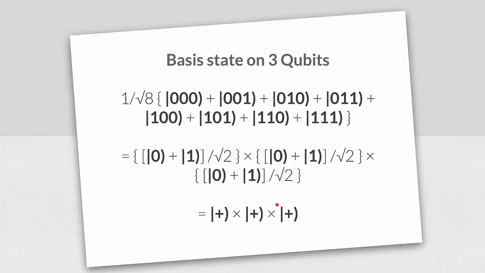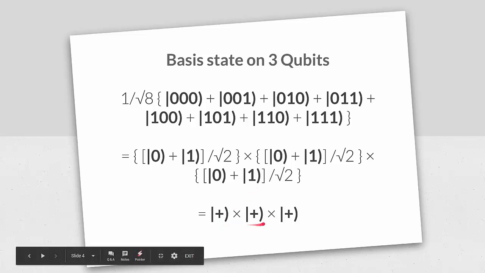Now let's build this up to 3 qubit systems. These are all of the basis vectors in 3 qubits, and we can express that as (0 plus 1) times (0 plus 1) times (0 plus 1), and that is very simply plus plus plus, the 3 plus qubits multiplied together.